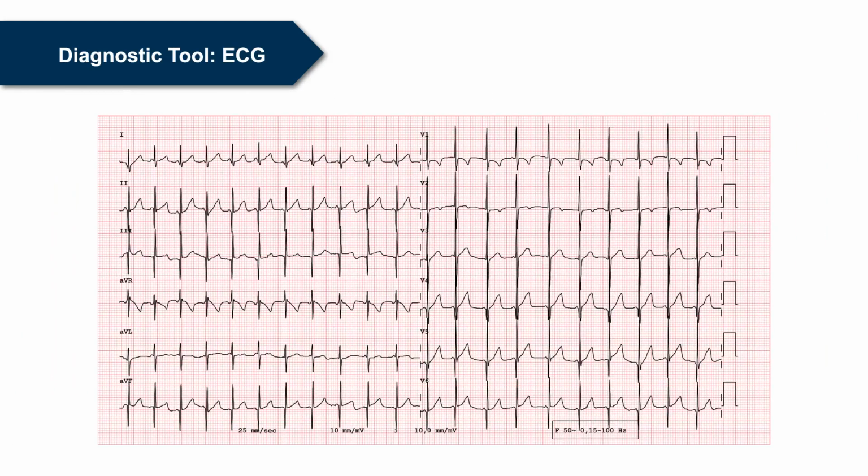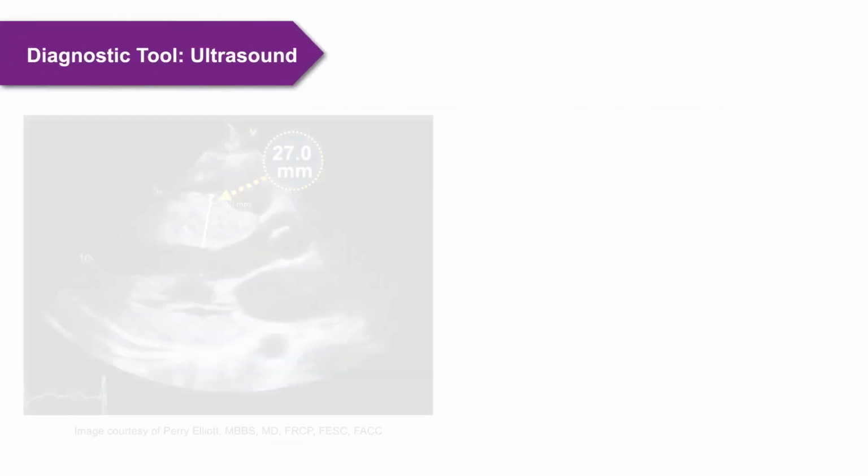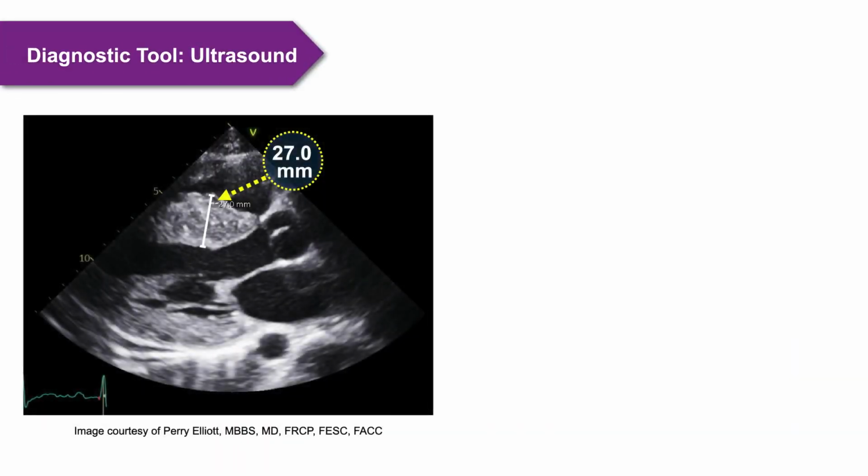Equally, though, it's important to understand that the findings on the electrocardiogram in patients with hypertrophic cardiomyopathy are non-specific, and that it is possible for a patient to have the disease while still having a normal 12-lead ECG. So it is vital that electrocardiography is always combined with cardiac imaging. In most circumstances, this will be with cardiac ultrasound.